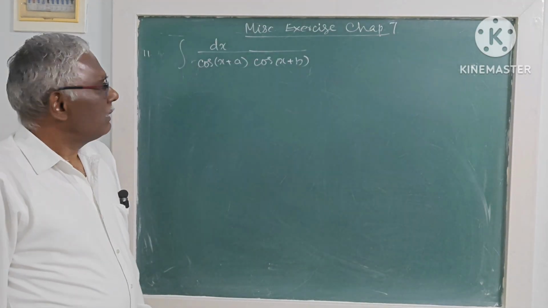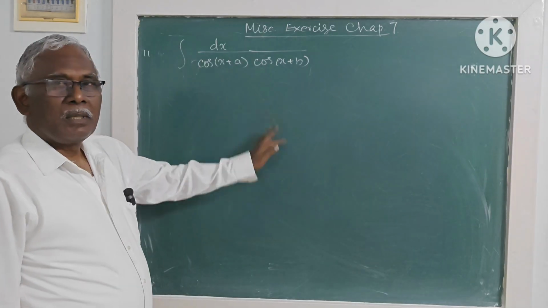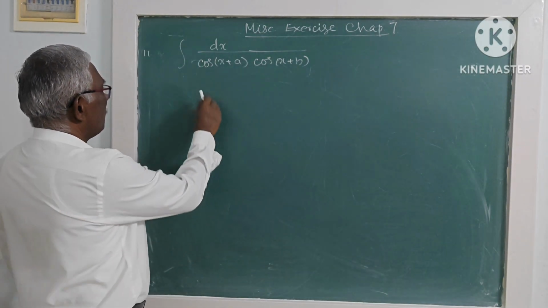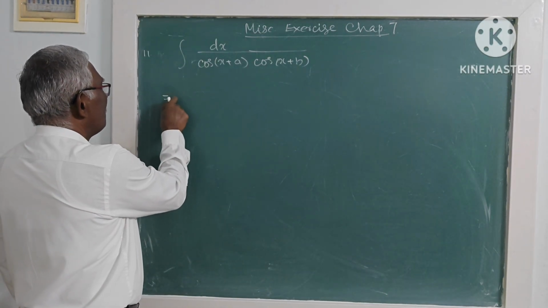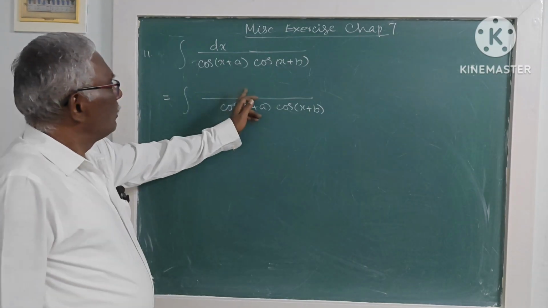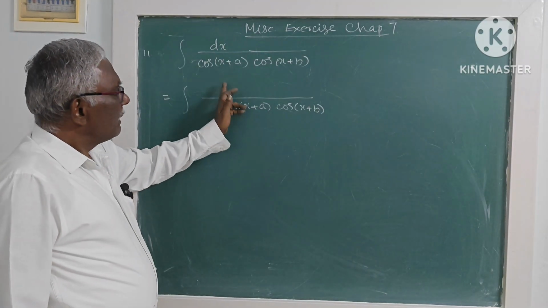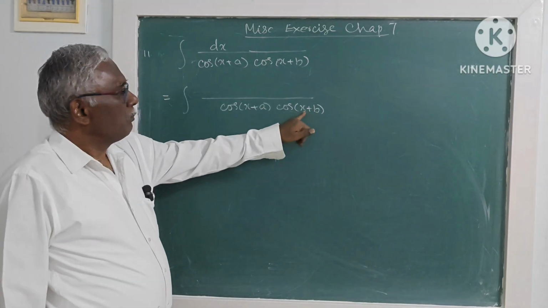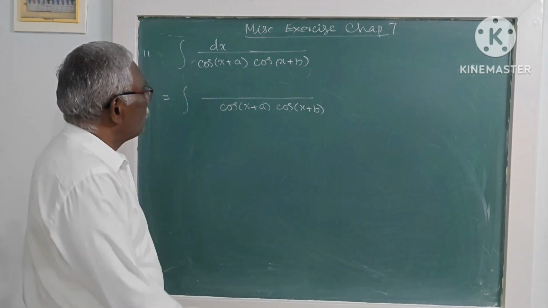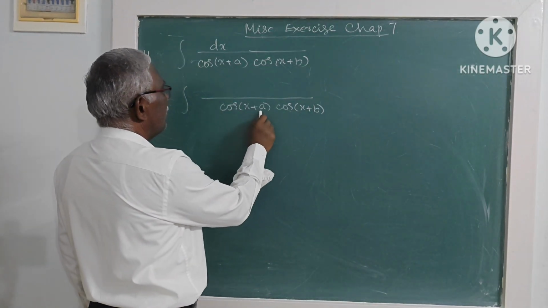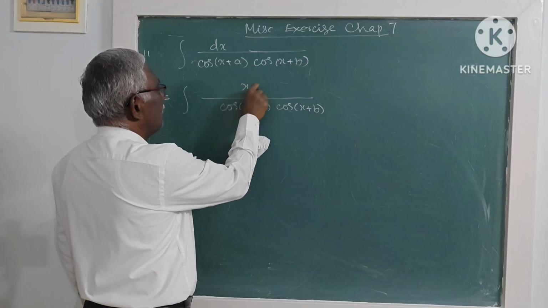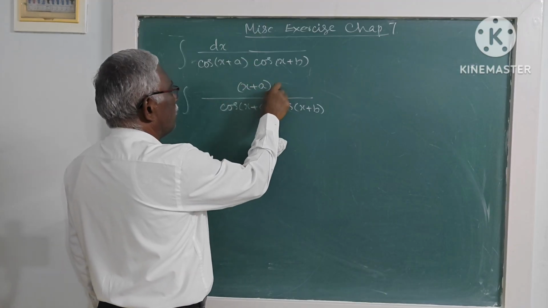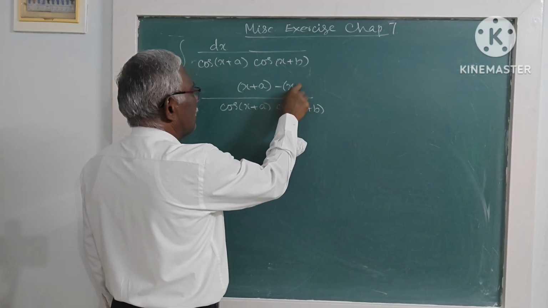We have already done a problem similar to this. So what we have to do? The numerator, we have to write in the form sine of a plus b, where a is x plus a and b is x plus b. How to write it? So we'll write x plus a minus x plus b.